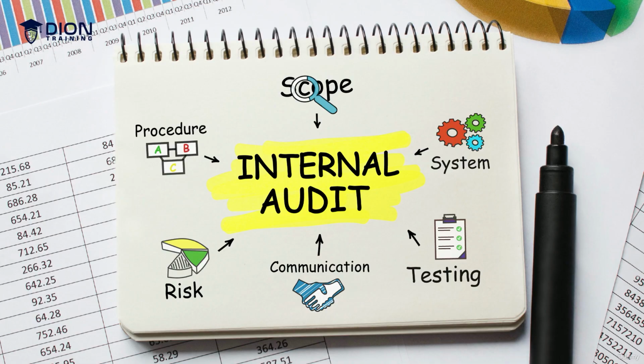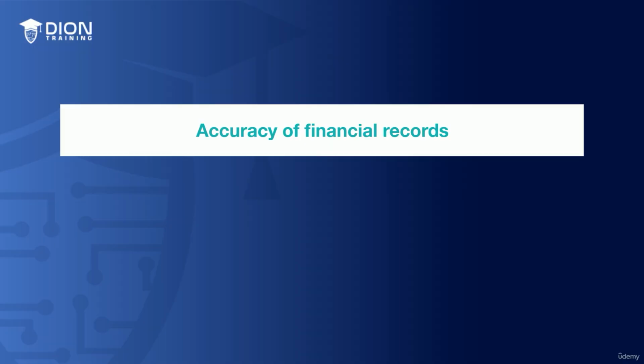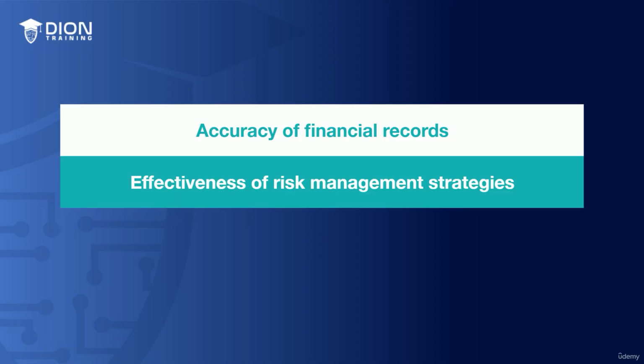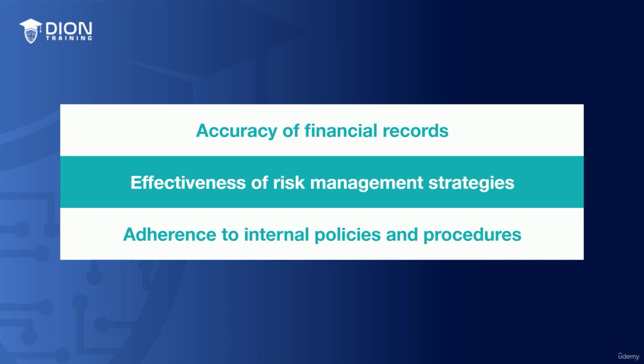In internal audits, attestation plays a significant role in evaluating organizational compliance and the effectiveness of the internal controls. For instance, the internal auditor may provide attestation on the accuracy of financial records, the effectiveness of risk management strategies, or adherence to internal policies and procedures. This process helps to ensure that the organization is operating effectively and efficiently, and that it's compliant with all the relevant laws, regulations, and standards.